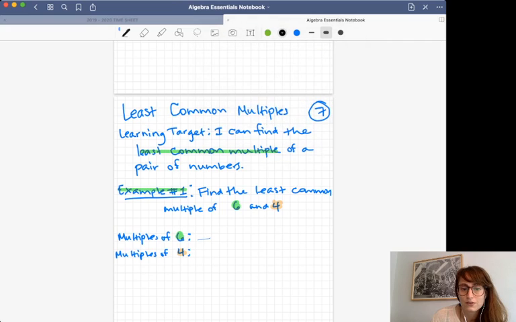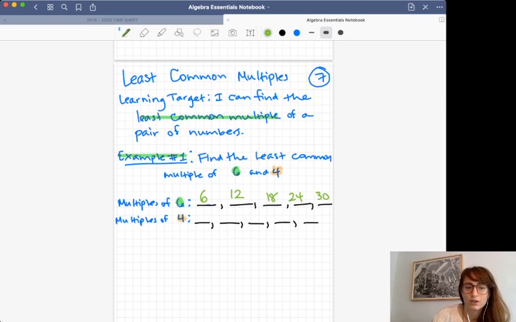So I'm going to draw 5 blanks, 3, 4, 5. And I'll do the same thing for 4. So I drew 5 empty spaces, and now I'm going to fill them in counting by 6s. So when we count by 6s, we start with 6, and then 12, 18, 24, 30. And then I'm going to count by 4s, 4, 8, 12, 16, 20.